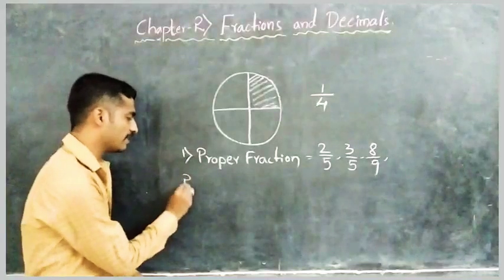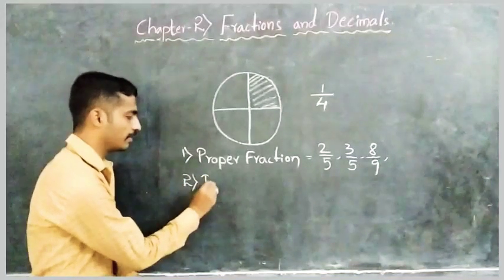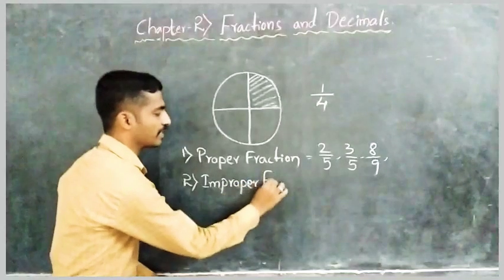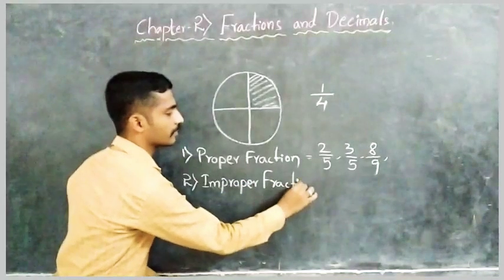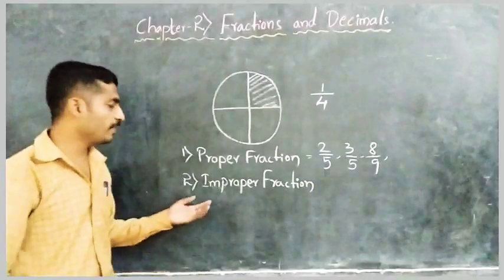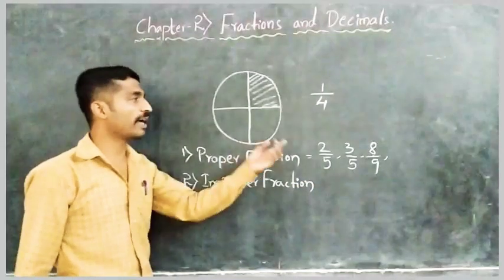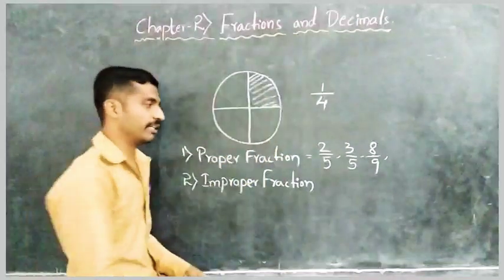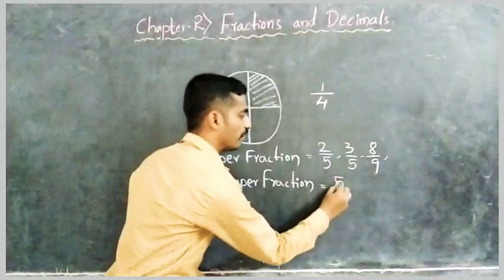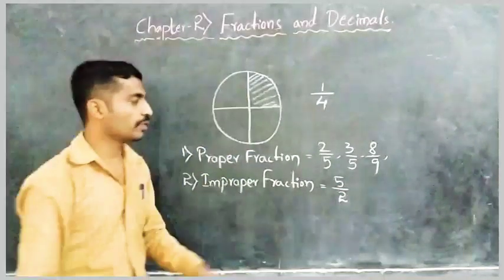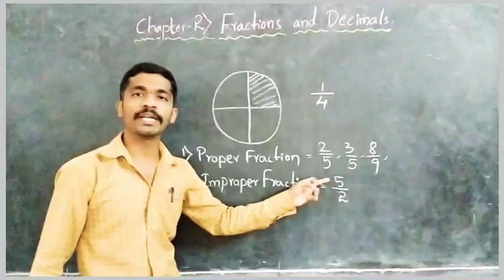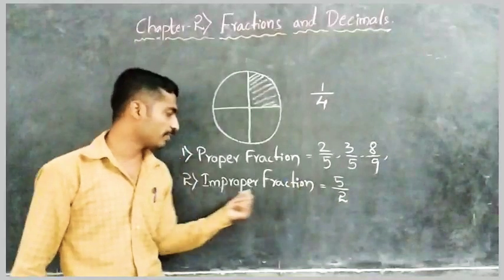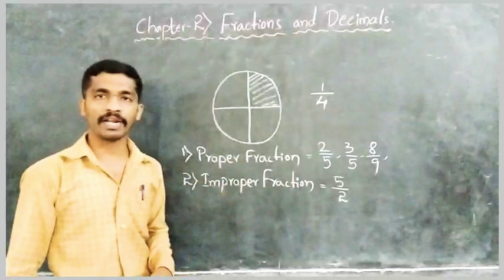Next thing is improper fractions. So when do we get improper fractions? When our numerator is bigger than the denominator. So let's take the example 5 by 2. Here the numerator is bigger and the denominator is smaller. So this we can call an improper fraction.